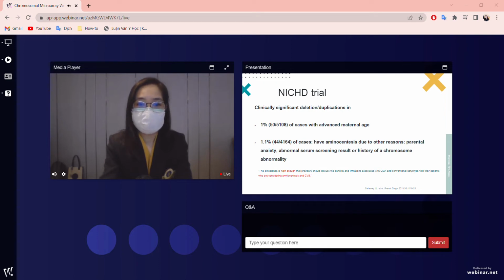Another interesting piece of data: the NICHD trial also studied cases that had amniocentesis for other reasons, such as parental anxiety, abnormal serum screening results, a history of a chromosomal abnormality in a previous pregnancy, or just advanced maternal age. They found 1% of these cases had a clinically significant deletion or duplication via the CMA.